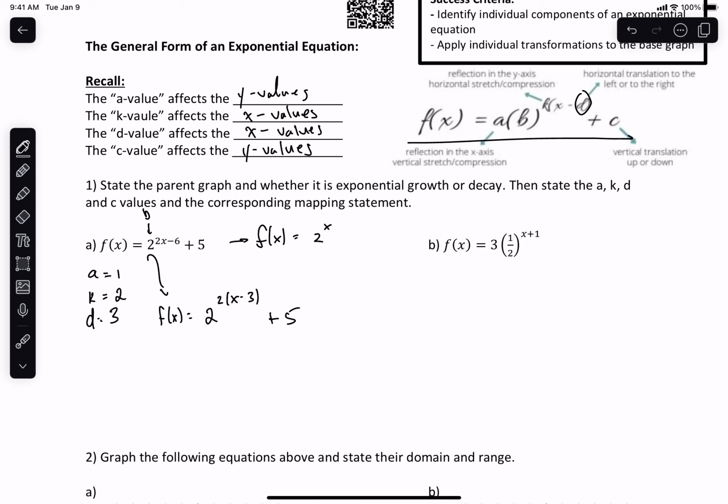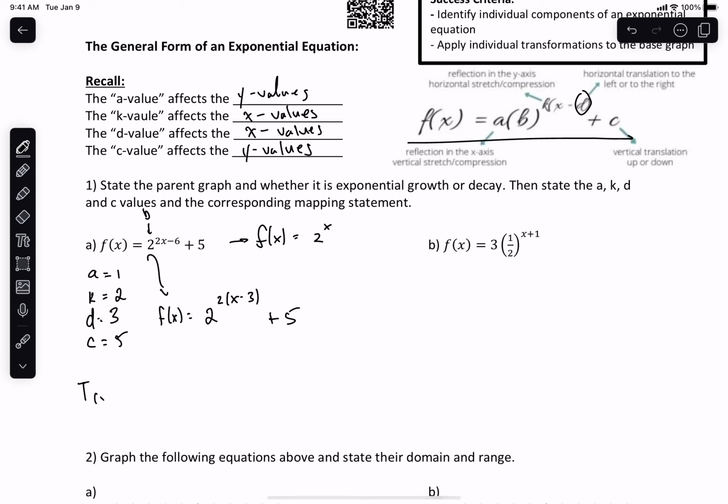This is still a game of opposites. This is like the inside of the function, if you will. So we know that that's going to get moved to the right 3 units, because it's always opposite of what you see sign-wise on the inside of a function. Okay, what else? Now let's do the c value. What's the c value? 5. Everyone agree? Okay, so let's write the mapping statement then.